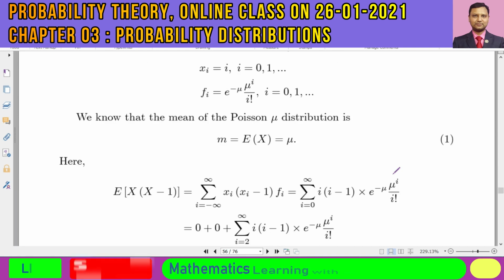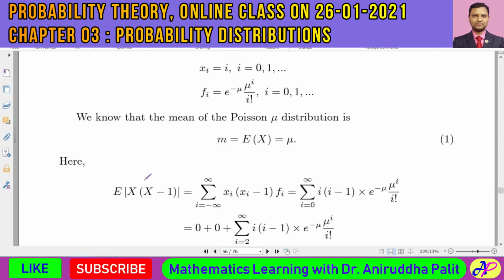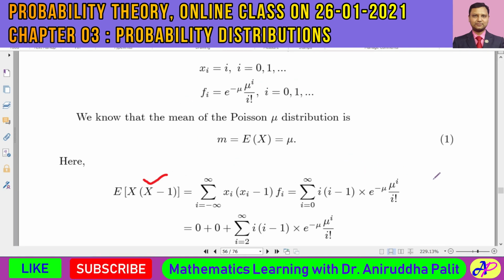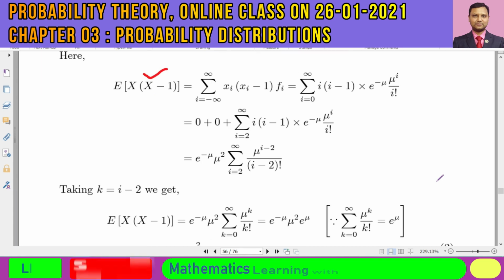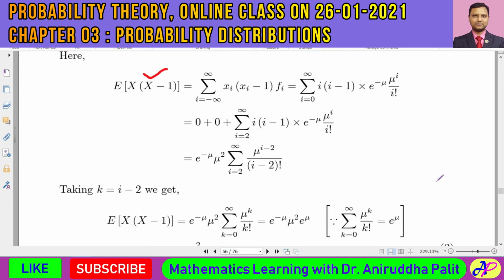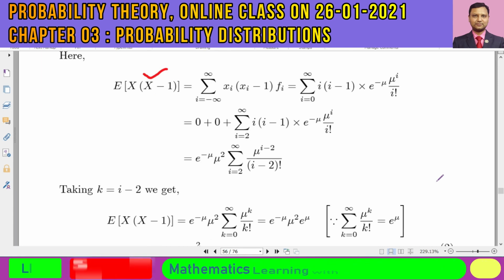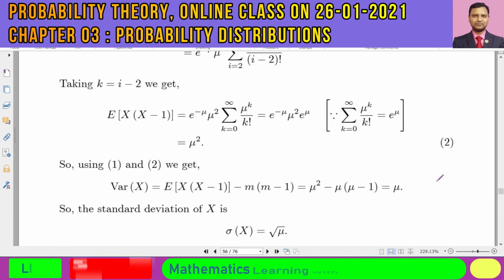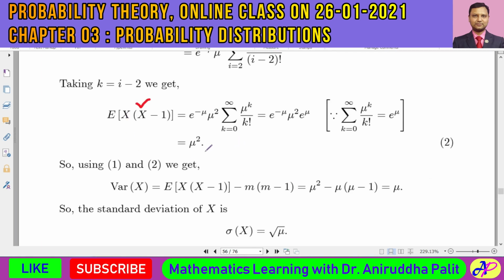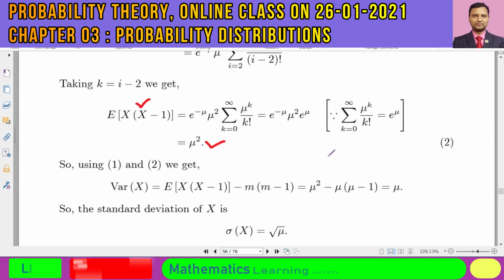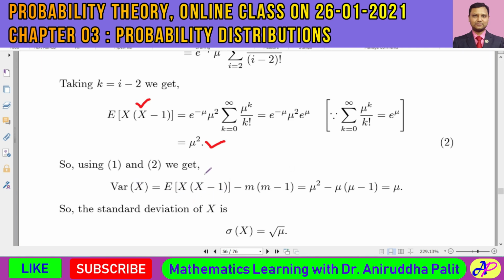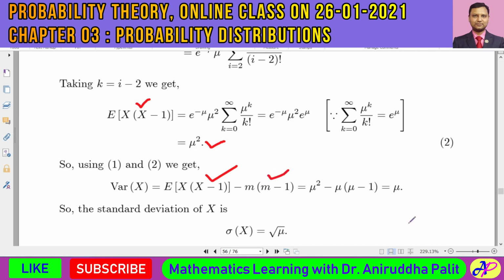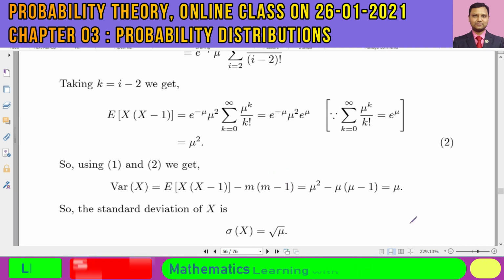And in case of the Poisson distribution as well, we first find the expectation of x into x minus 1. I am not showing the detailed computation over here; you can go through this computation by using the file later on. In this computation we find that the expectation of x into x minus 1 is equal to mu square, and by this formula, the variance of x is equal to the expectation of x into x minus 1 plus m minus m square. This value becomes equal to mu.